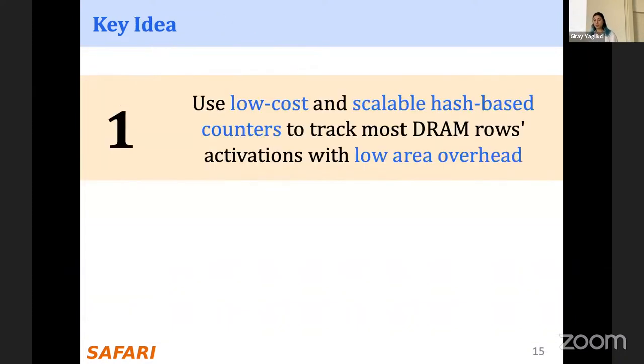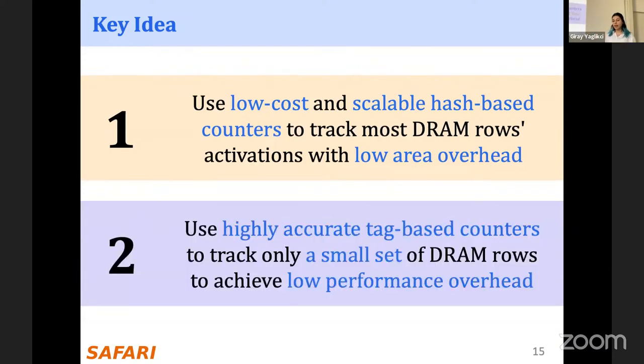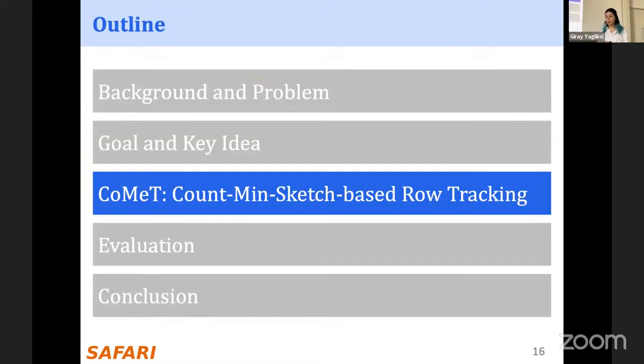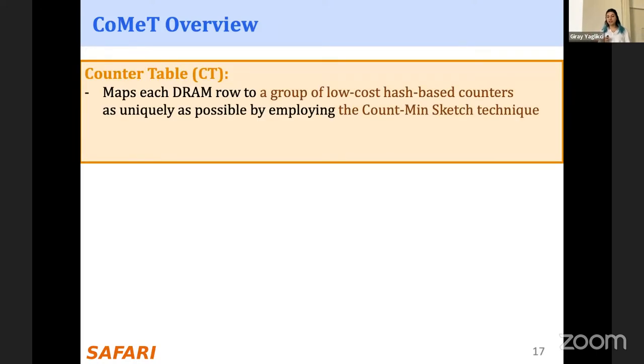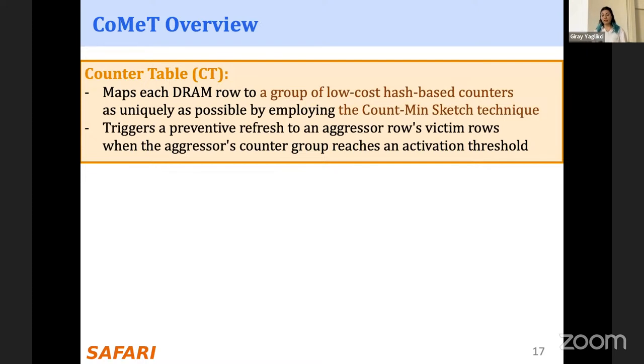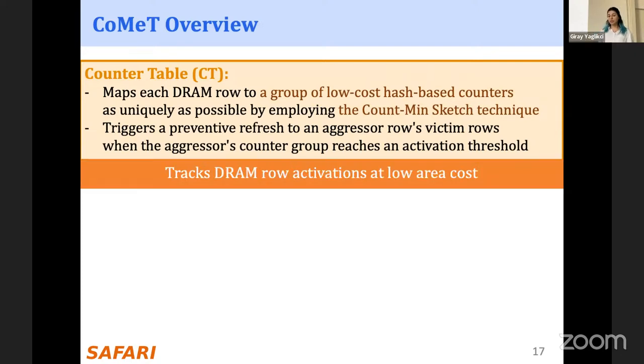So what we would like to do is get both sides' advantages and combine them in a mechanism. Our key idea is to use low-cost and scalable hash-based counters to track most DRAM rows' activations with low area overhead, and use highly accurate tag-based counters to track only a small set of DRAM rows to achieve low performance overhead. And to this end, we propose CoMeT. CoMeT has two key structures. The first one is the counter table, which maps each DRAM row to a group of low-cost hash-based counters as uniquely as possible by employing the complex cache technique, which I will be talking about in a minute. And it triggers the preventive refresh to an aggressor row's victim rows when the aggressor's counter group reaches a predetermined threshold. The counter table tracks DRAM row activations at low cost.